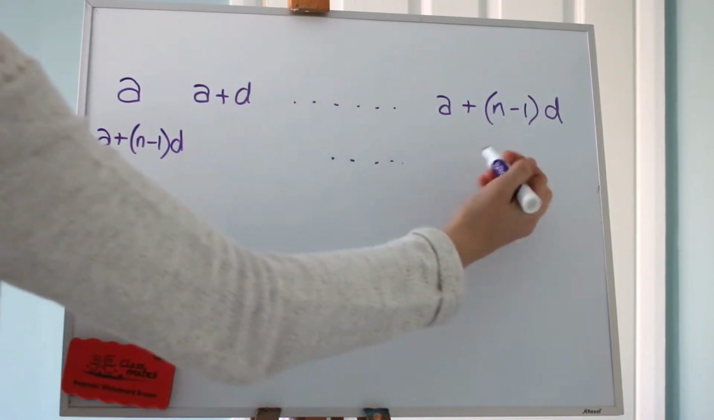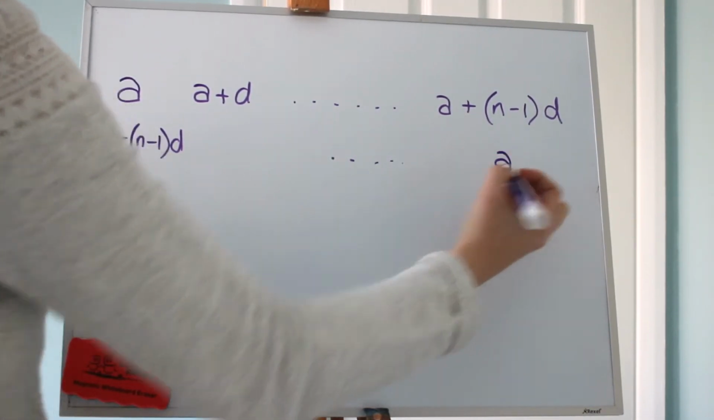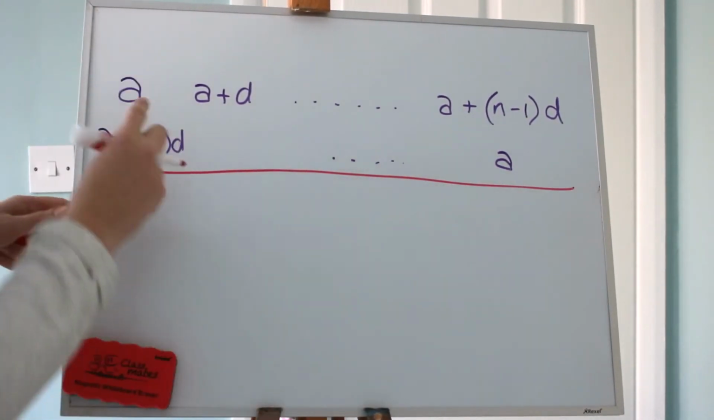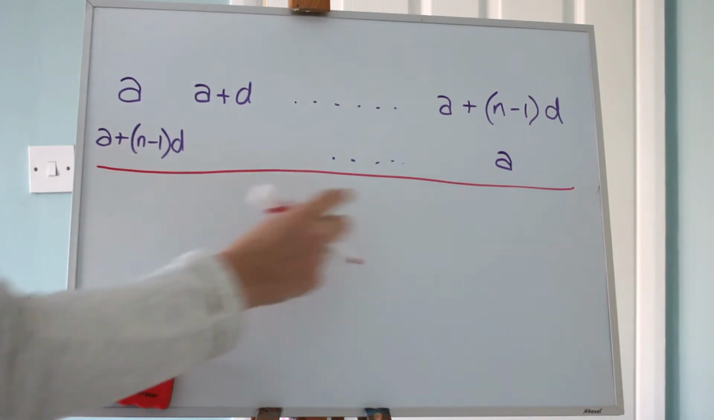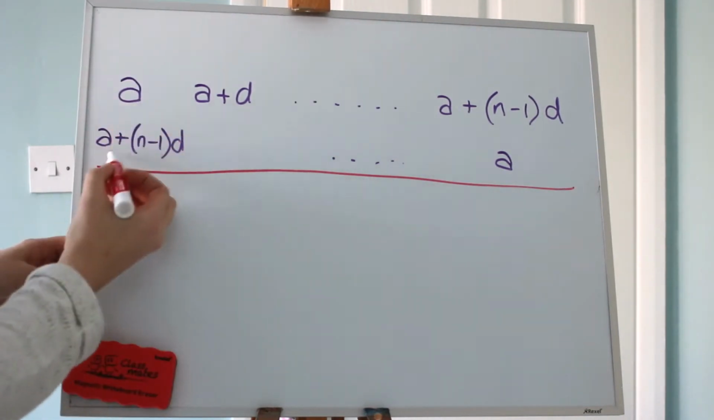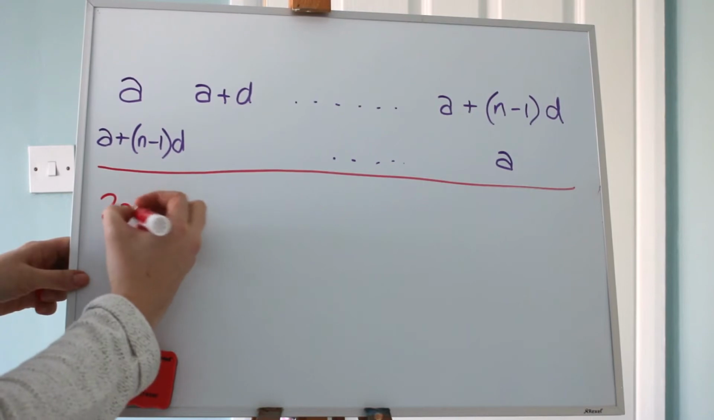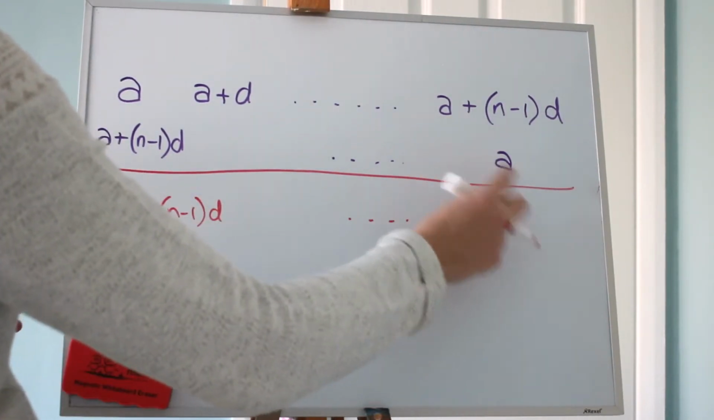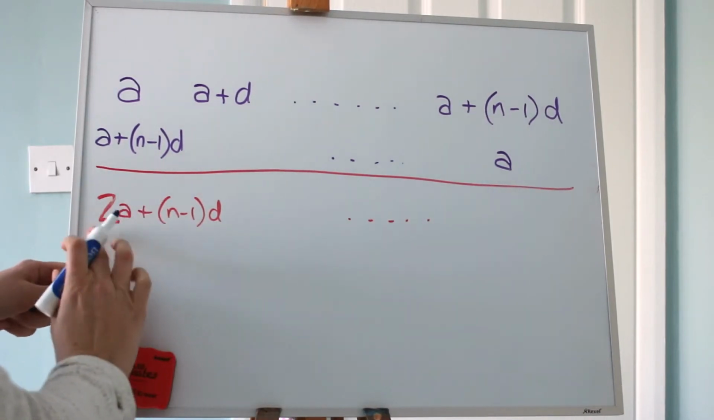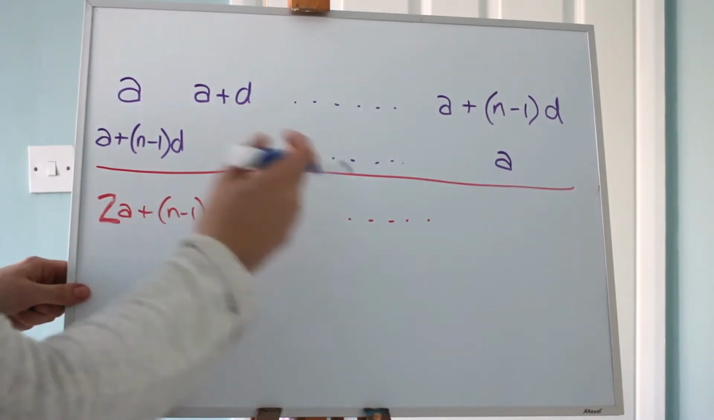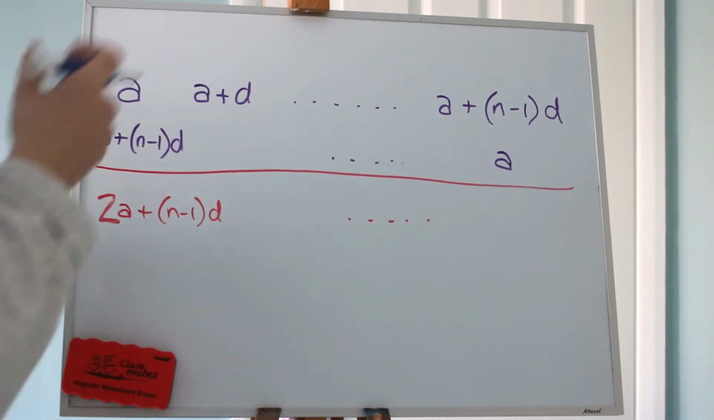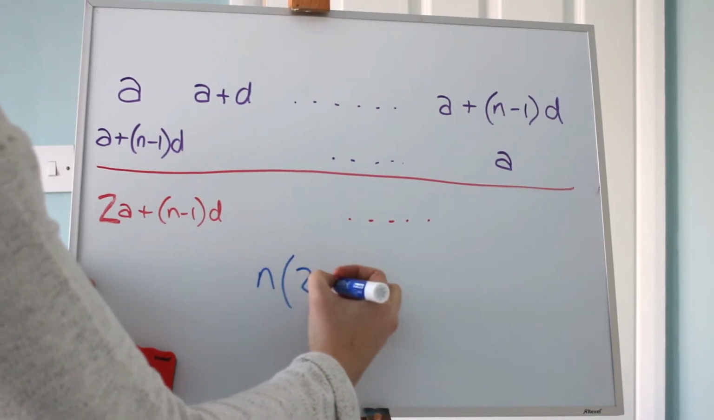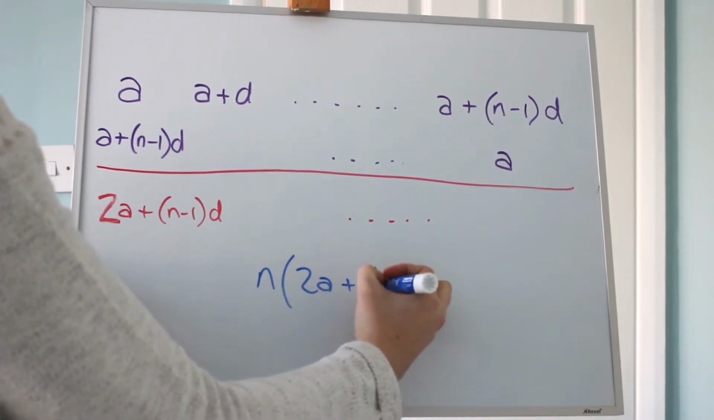I won't write the next one, but I'll write under here A. And then adding those up. So remember, he added these up and found they were the same every single time. So A plus that will give us 2A plus N minus 1 D, and you'll get that every time. So then we've got 2A plus N minus 1 D every time, and we've got N lots of them. So N lots of 2A plus N minus 1 D.